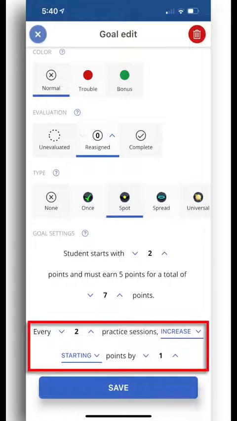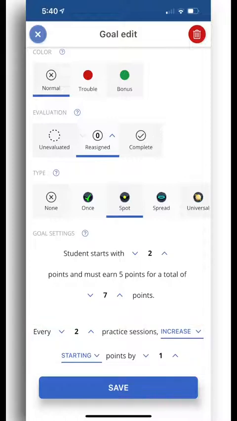In this example, on the 3rd day of practice, this goal will turn into a 3 to 7 spot goal, and on the 5th day of practice, it will be a 4 to 7 spot goal, because every 2 practice sessions, the starting points increase by 1. Teachers will want to optimize different spot goals with different settings.